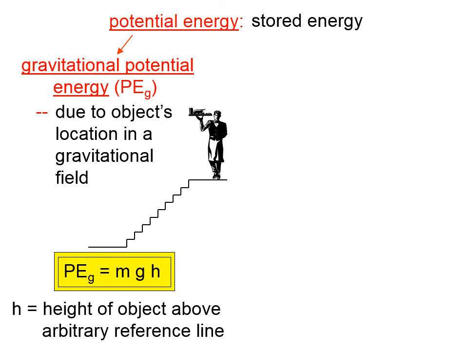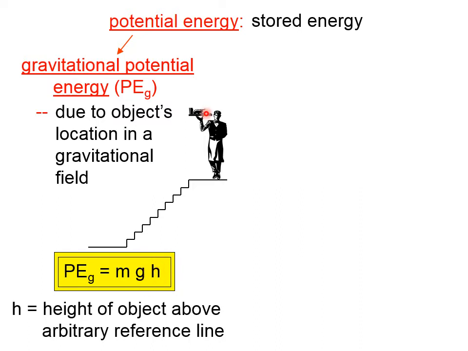Let's talk for a minute about the variable h. h is the height of the object above an arbitrary reference line. In other words, we have to choose a reference line whenever we calculate gravitational potential energy. And how high the object is above that line is what this variable h is.